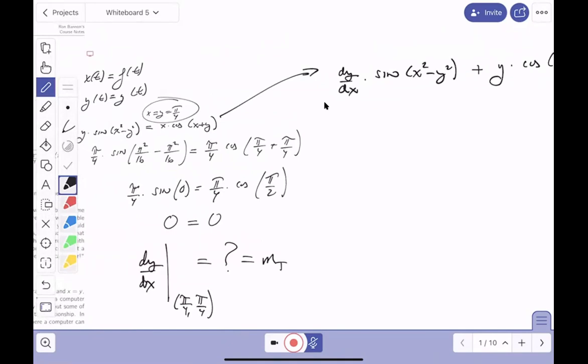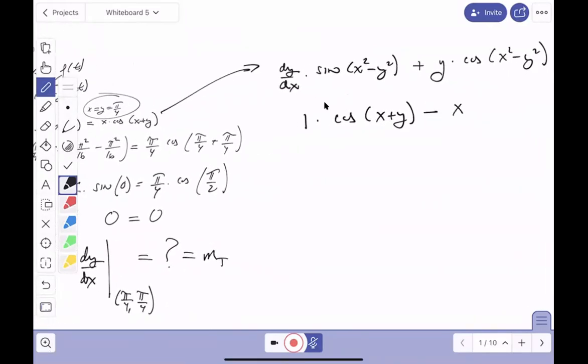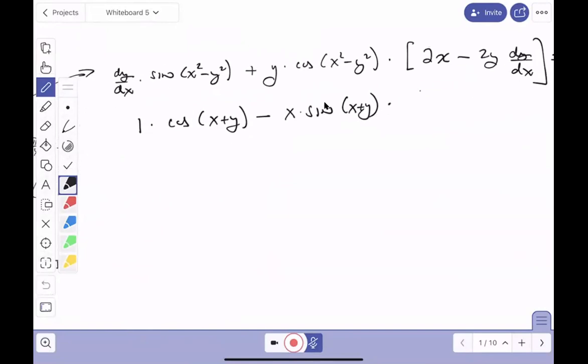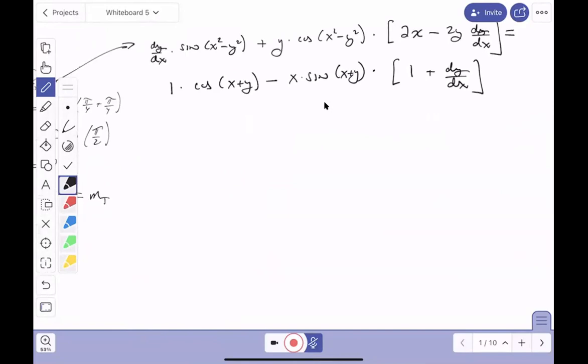Derivative of x is 1 times cosine of x plus y, minus x sine of x plus y, times the derivative of the inside, which would be 1 plus dy dx. That's a lot of work, wasn't it? Now, what do I want to find out?